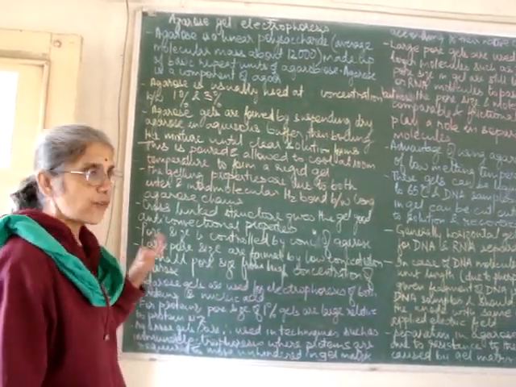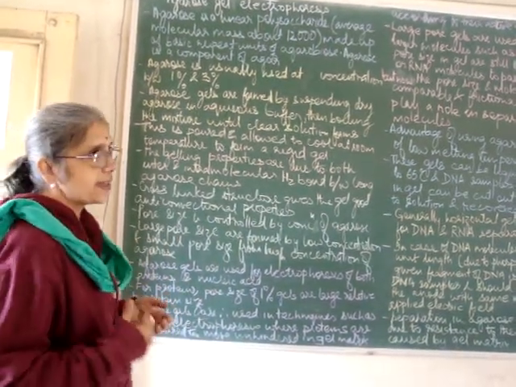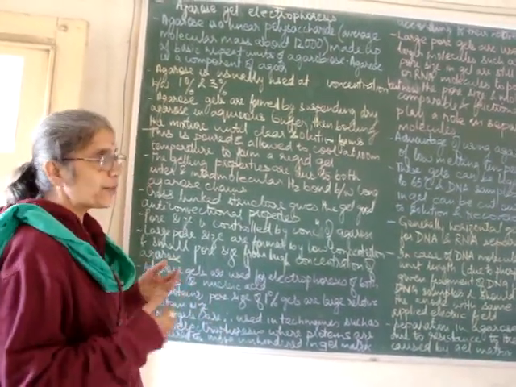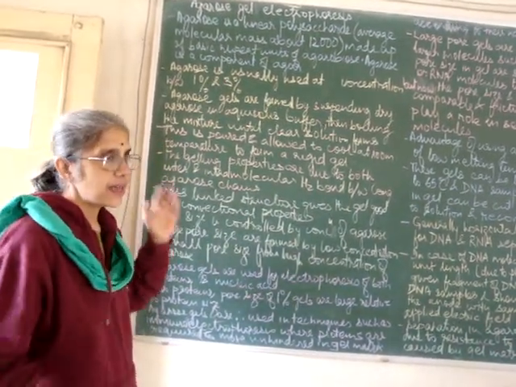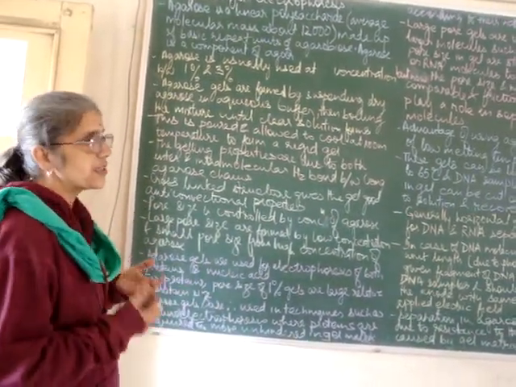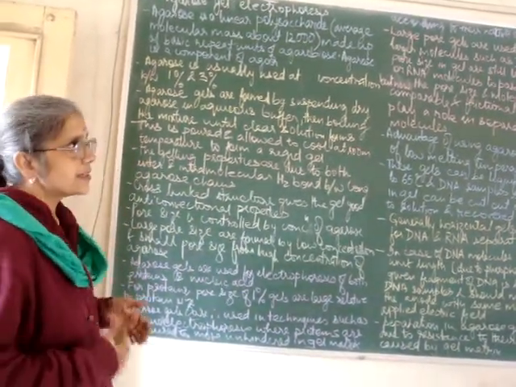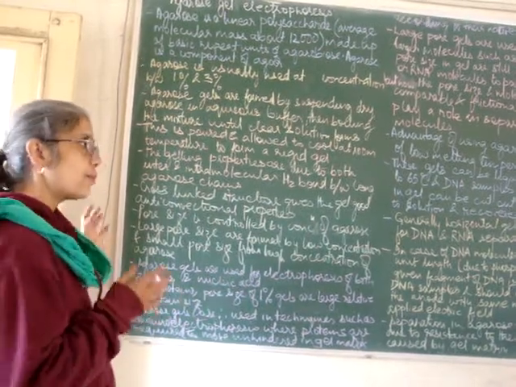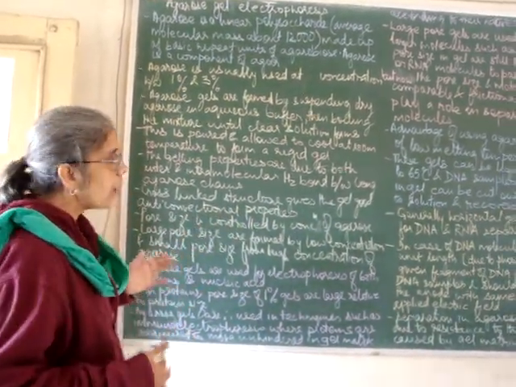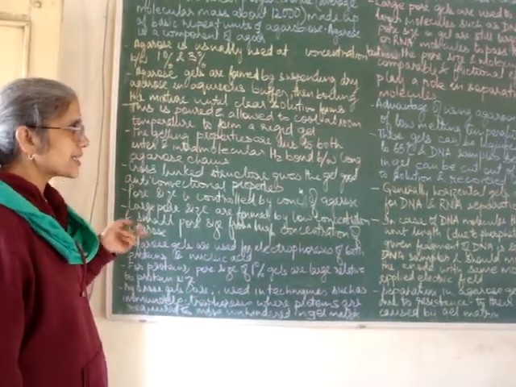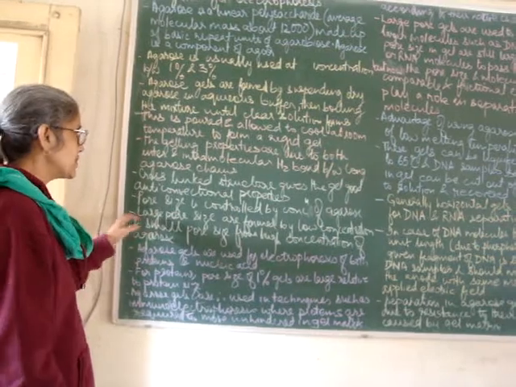Agarose gels are formed by suspending dry agarose in aqueous buffer and then boiling the mixture till a clear solution is formed. This is poured and then allowed to cool at room temperature, and then it forms rigid gels. The gelling properties of agarose are due to both inter- and intramolecular hydrogen bonds between long agarose chains. The cross-linked structure gives the gel good anti-convectional properties.